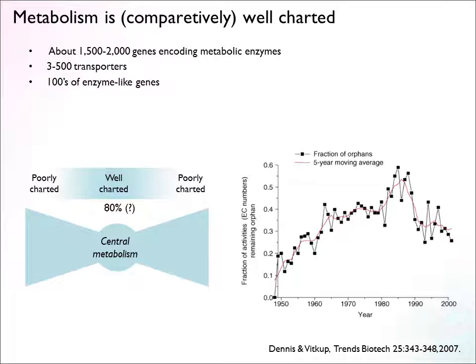So let's look at the overall situation of metabolism from the genomic perspective. Looking at the human genome, after its sequencing, we have a reasonably good idea about how many metabolic enzymes there are to start with. This depends a bit on what you consider a metabolic enzyme. I would say there are about 1,500 to 2,000 genes that encode metabolic enzymes. But what do you include in that class?